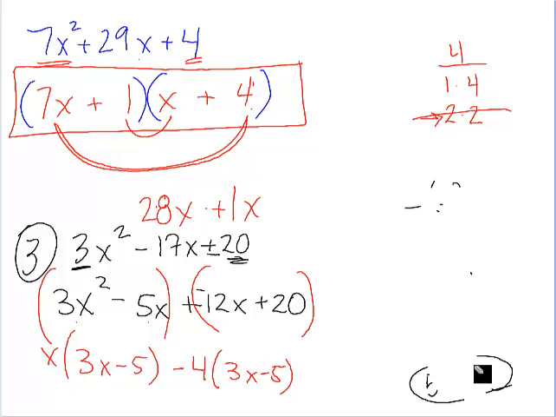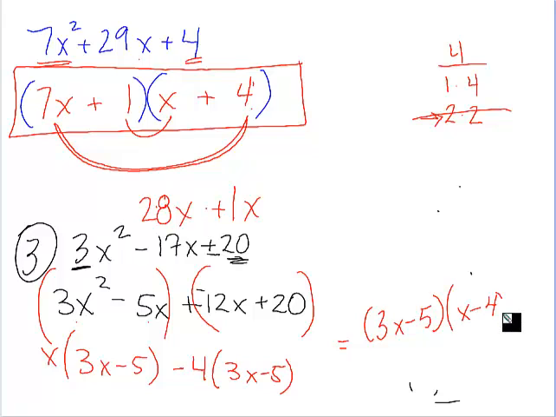Okay, so the parentheses are now the same, so now we can finish factoring it. So we now have 3x minus 5 times, what did we have left over? X minus 4. So there, we factored it.